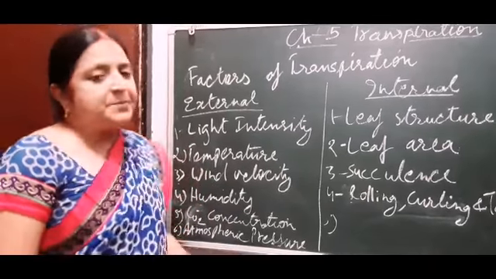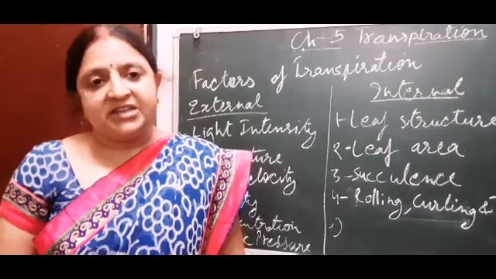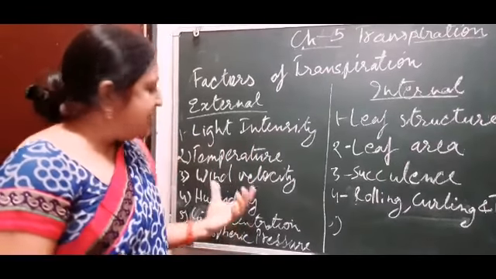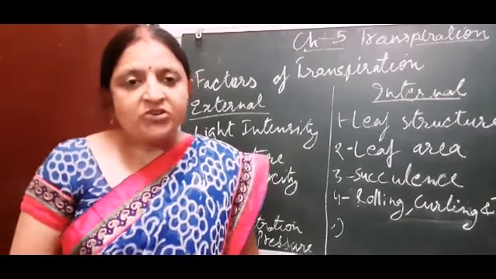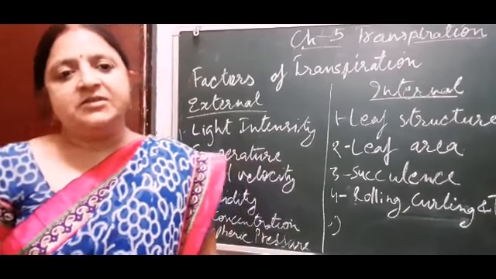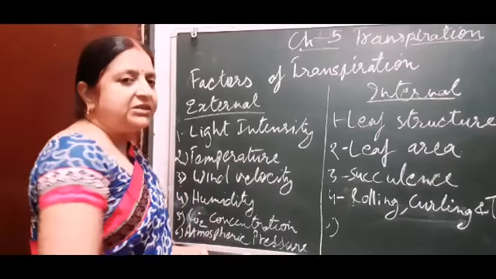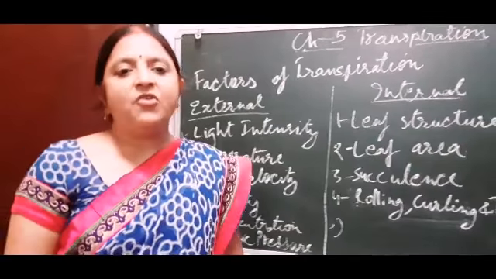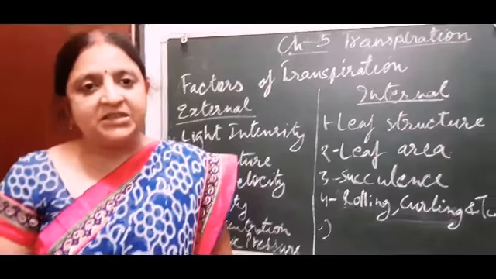Now the next is the temperature. The higher the temperature, the higher the rate of transpiration. Wind velocity also increases the rate of transpiration. The more the wind velocity, the more the rate of transpiration. Now humidity. Humidity means presence of water in air, and this decreases the rate of transpiration.